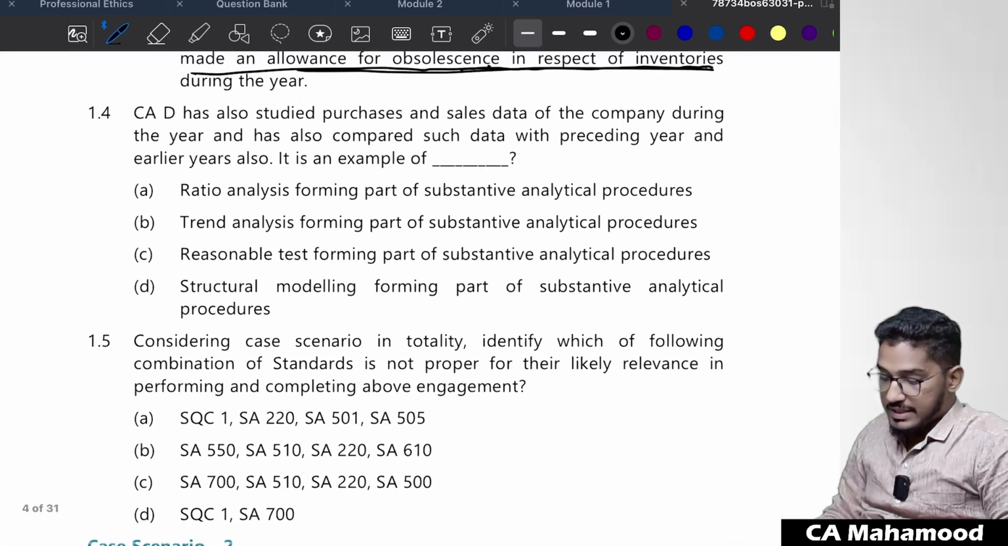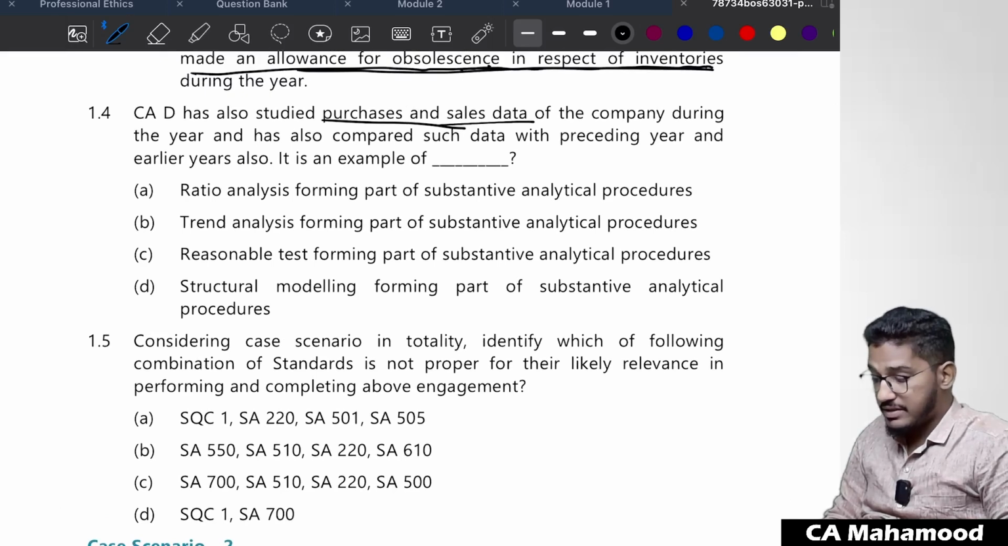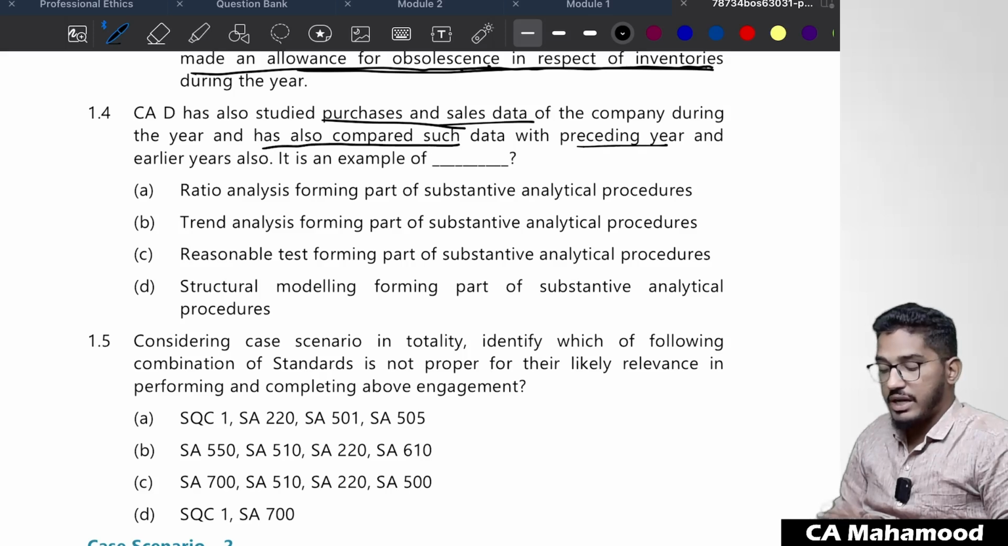Next one. CAD has also studied the purchase and sales data of the company during the year, and also compared such data with the preceding year and earlier years also.